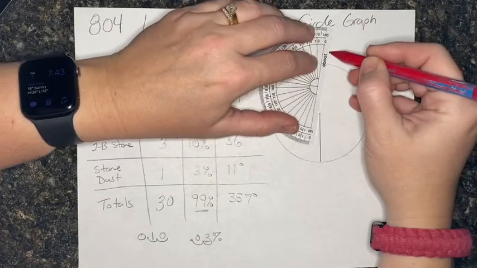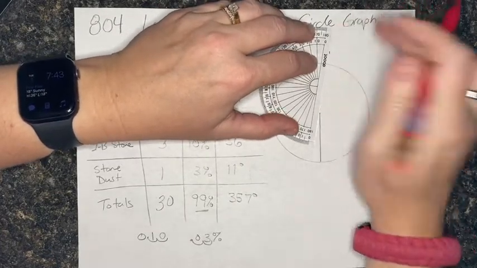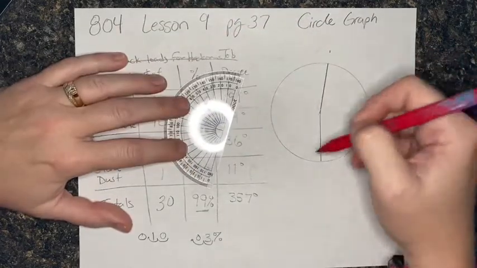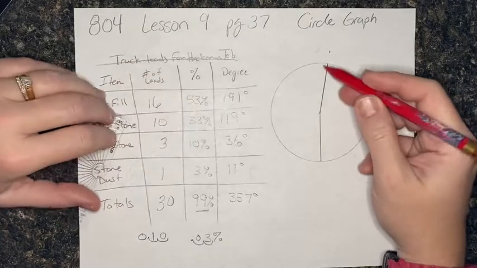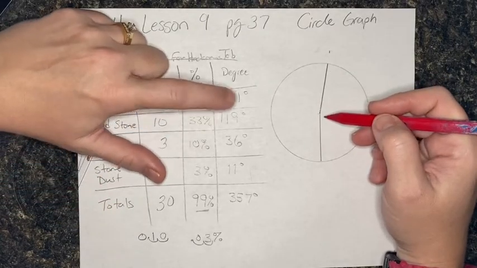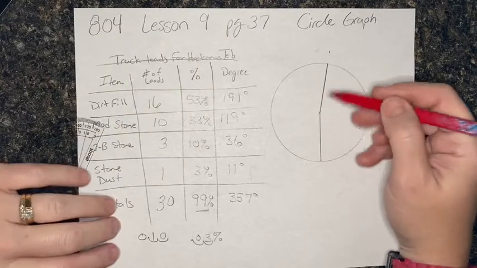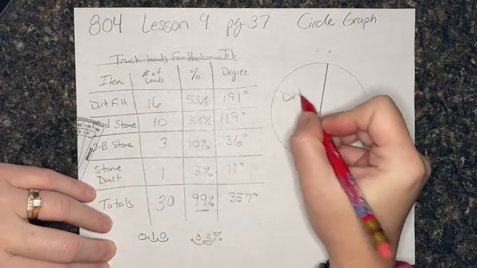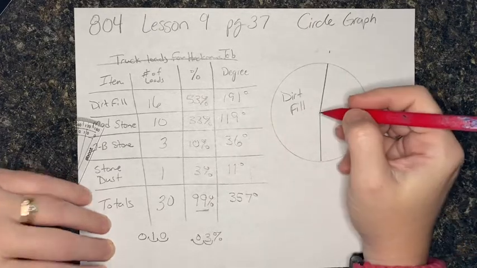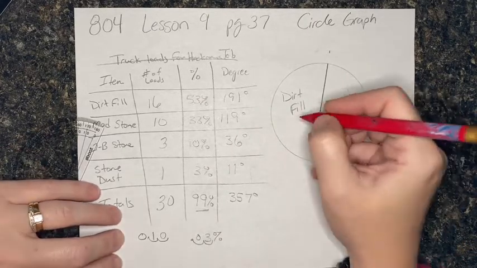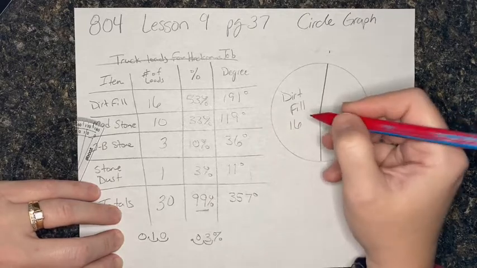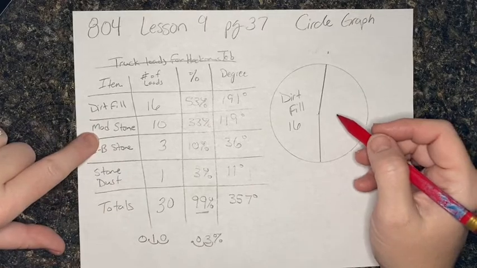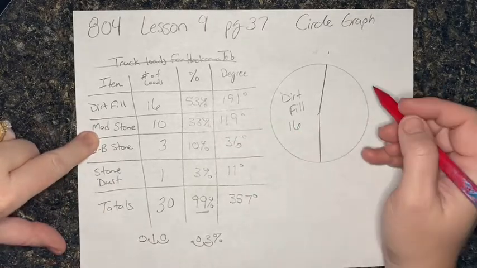So lining up, I'm just going to use a straight edge here of this protractor, and I'm going to do it inside the circle. So as you can see, it's slightly larger than 180 because it is, right? We have 191. It's going to be more than half, just a bit. And we call this our dirt fill. And we label it with 16 because we're talking about the number of loads. All right. Next here is our modified stone, mod stone, 119 degrees.